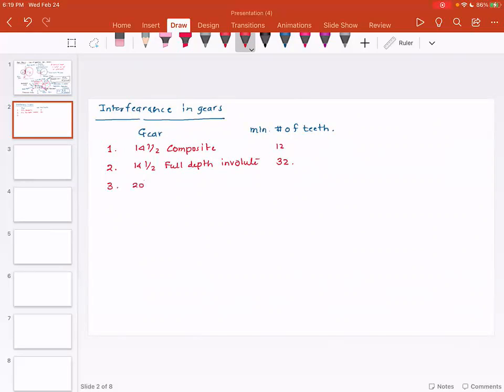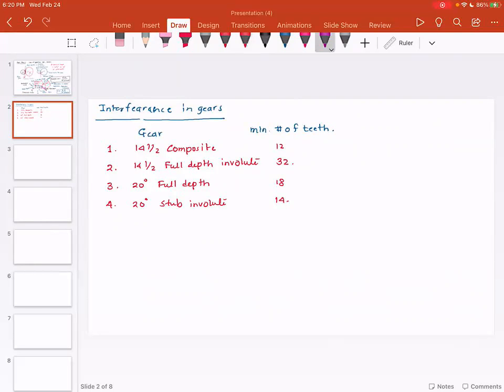If the gear is 20 degree full depth, then the number of teeth is 18. And if you have 20-degree stub involute, then this gear is going to have 14 number of teeth.